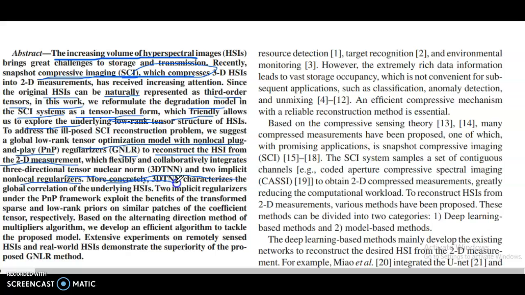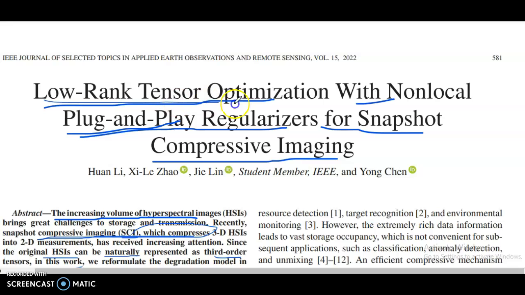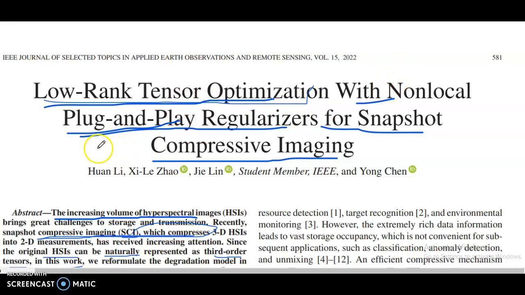More concretely, 3D-TNN characterizes the global correlation of the underlying HSIs. Two implicit regularizers under the PnP framework exploit the benefits of the non-local transform sparsity and low rankness on similar patches of the coefficient tensor, respectively. Based on the alternating direction method of multipliers algorithm, we develop an efficient algorithm to tackle the proposed model. Extensive experiments on remotely sensed HSIs and real-world HSIs demonstrate the superiority of the proposed GNLR method. That's why here: low-rank tensor optimization with non-local plug-and-play regularizers for snapshot compressive imaging.